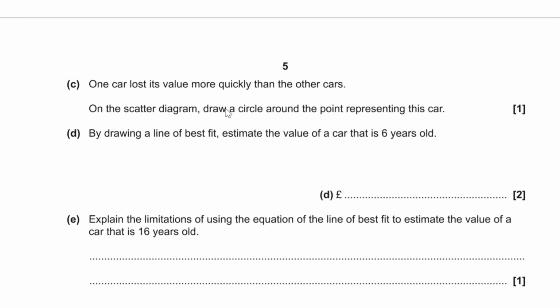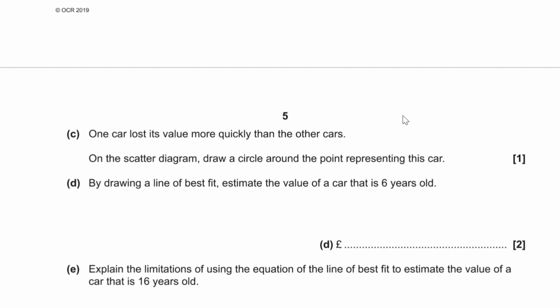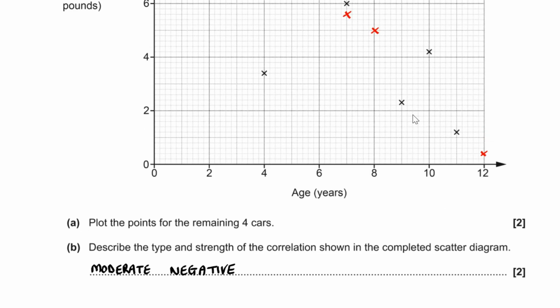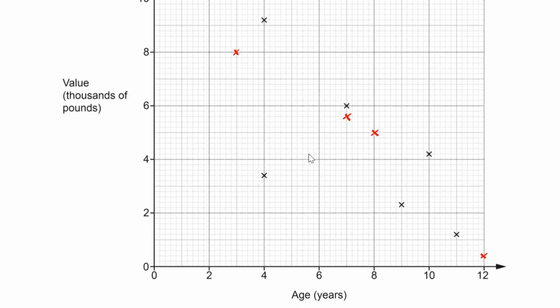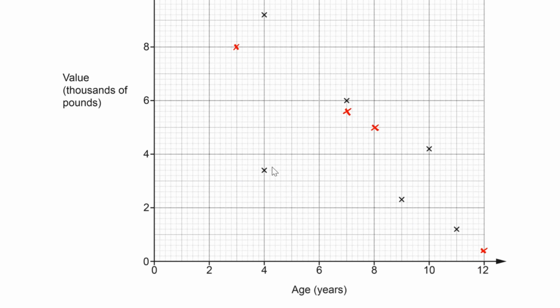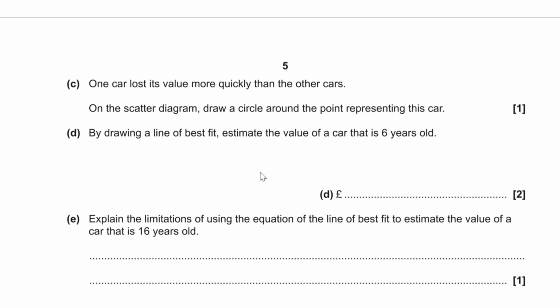On the scatter diagram, we have to draw a circle around the point representing this car. Well, that refers to the outlier over here, and this has coordinates 4 and 3.4, so it's this point over here, which is this car.